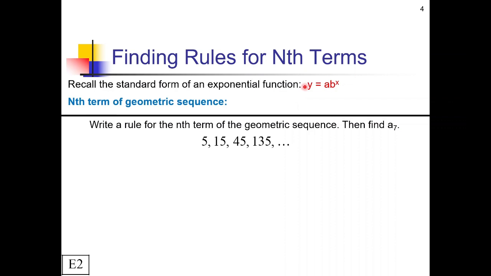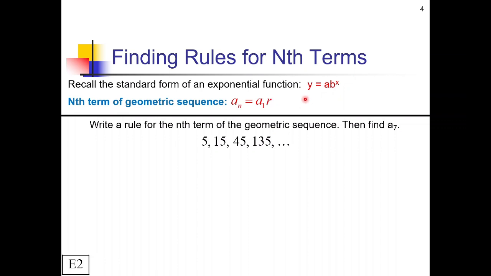So instead of writing y, we can write a sub n, the nth term. And for our a value, with the exponential function, this was kind of like your y-intercept, your starting point. So we're going to use a sub 1 for that in these geometric sequences. Now we said that the growth factor of an exponential was basically the r of the geometric sequence. It's the thing you keep multiplying by. So b, we can just use r instead of that.